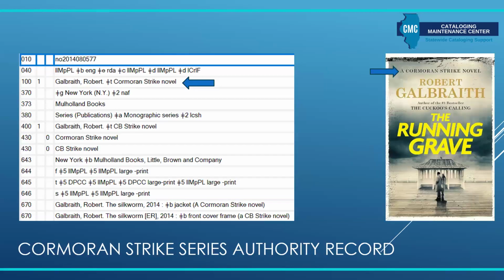Okay. So on the left is a screenshot of the authority record for Galbraith, Robert, subfield T, Cormoran Strike novel. Since this is in a 100 1 field, the authorized series statement will be in an 800 1 field in the bibliographic record. An image of the front cover of The Running Grave is on the right, and above the title is a Cormoran Strike novel.